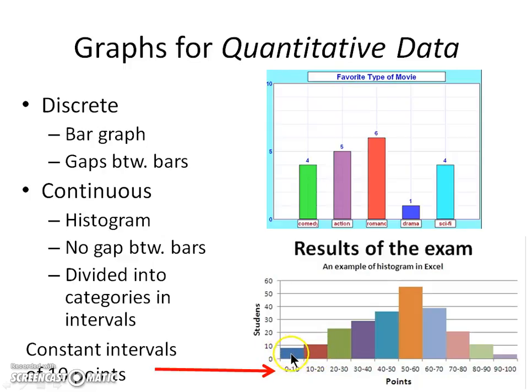So this one starts from 0 all the way up to almost 10, not including 10. This one starts from 10 all the way up to 20, not including 20. The green category starts from 20 up to 30, not including 30. The purple one starts from 30 all the way up to 40, not including 40. And the same pattern goes on for the remaining categories.